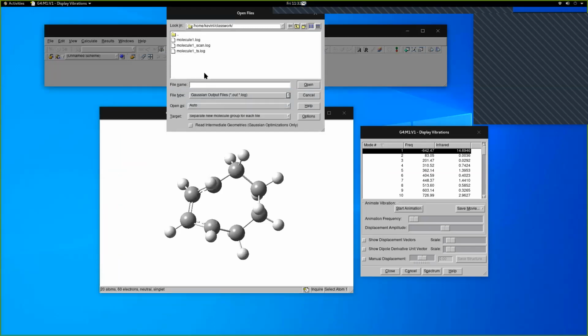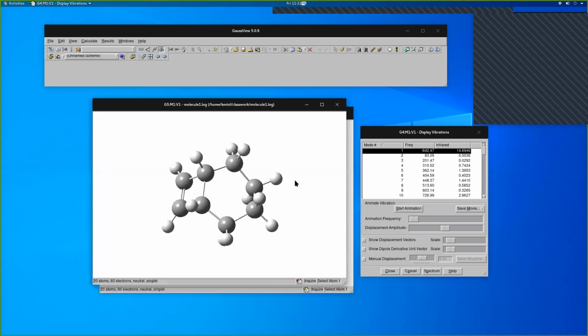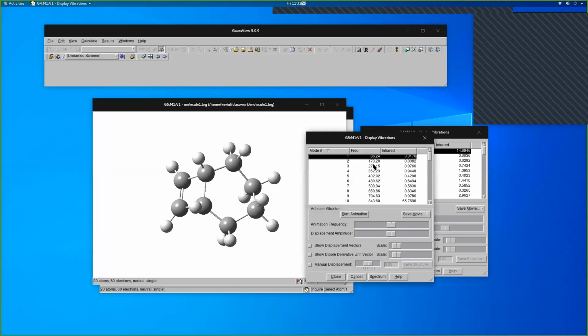So our original optimization, this was our starting point, and I optimized it. So this is hopefully a minimum on the potential energy surface. I also did a vibrational analysis on that. And so when you now have a look at that, you'll see that for this molecule, we have only real frequencies. So I definitely know this is at a minimum.